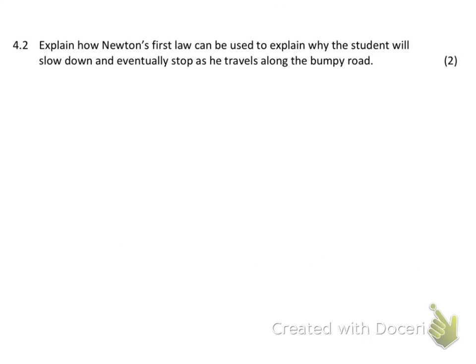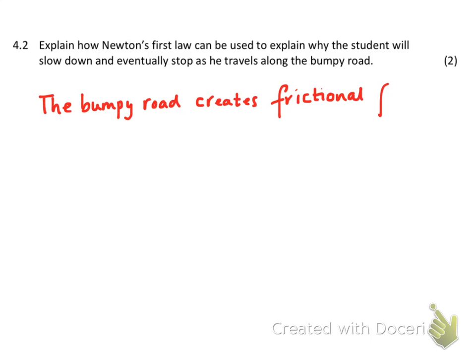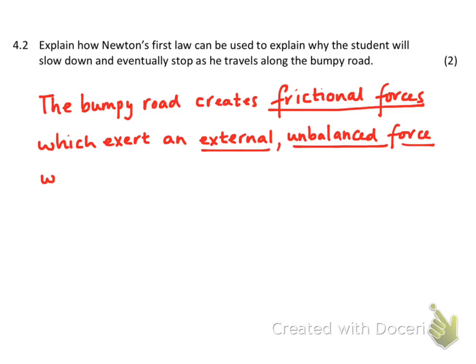4.2, explain how Newton's first law can be used to explain why the student will slow down and eventually stop as he travels along the bumpy road. You can imagine that happening if you're traveling on your bicycle or any kind of object where you have wheels rolling on the road. If it's bumpy, even if it's not for that matter, frictional forces will slow you down. So how do we use Newton's first law to explain? Well, the bumpy road creates frictional forces, we've mentioned that, which exert an external unbalanced force. And that was the key from Newton's first law, and that force slows down the student.